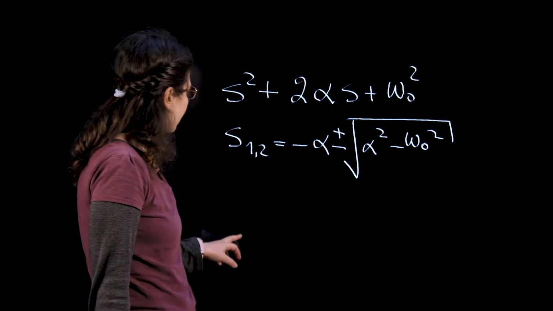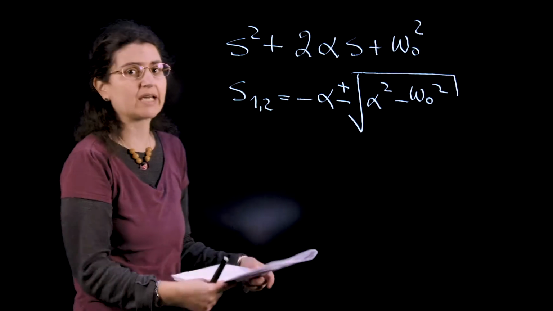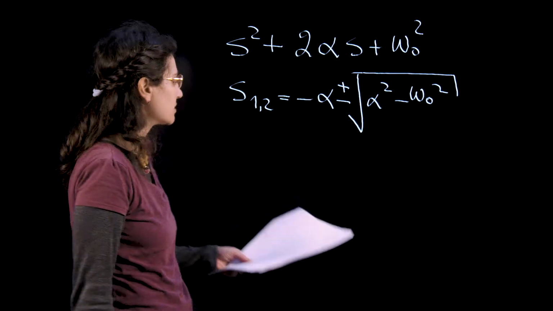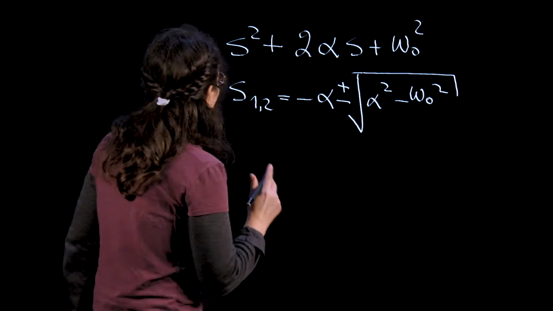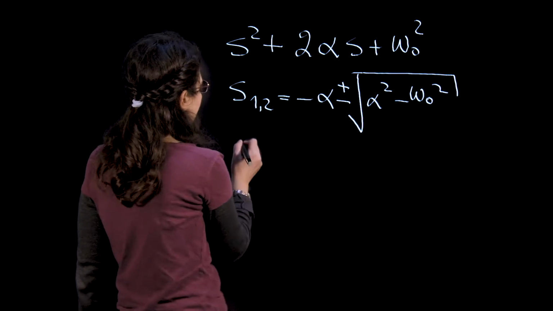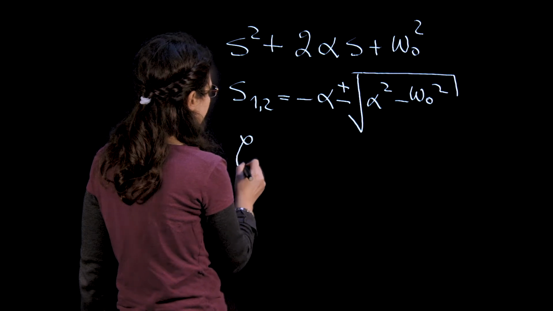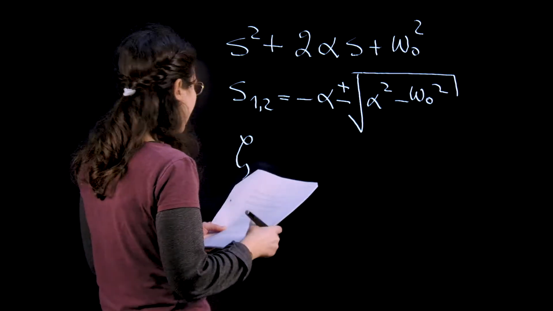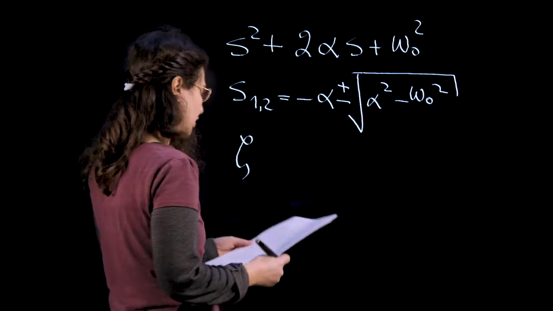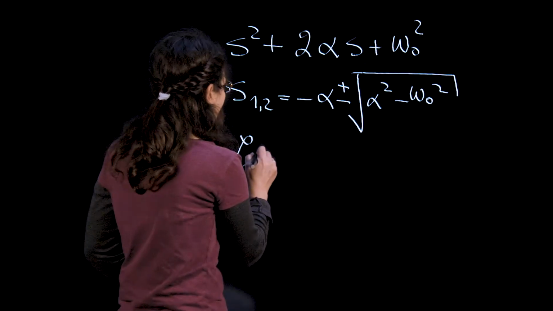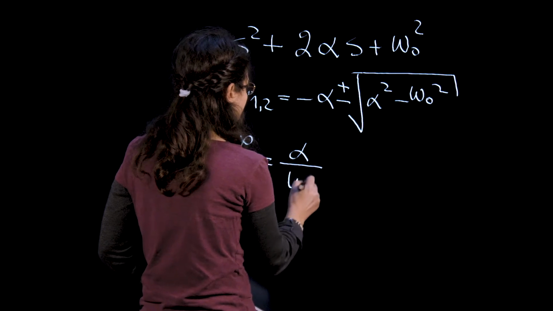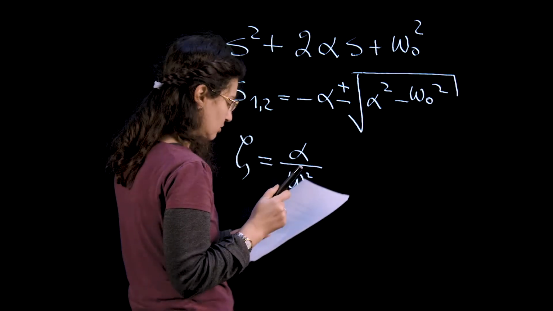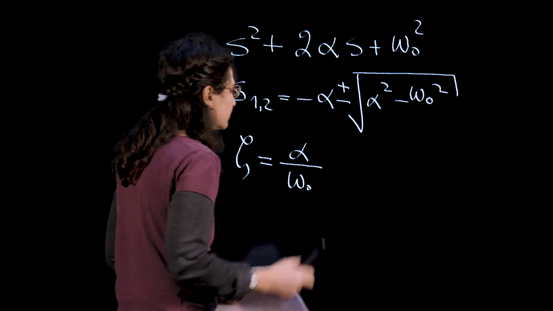Now, an important parameter that we should also take into account when we're looking at second-order systems is called the damping factor, which is represented by the Greek letter zeta, which I can't draw very well, but you can imagine that it's a nice one. And it's basically defined as alpha over omega 0.